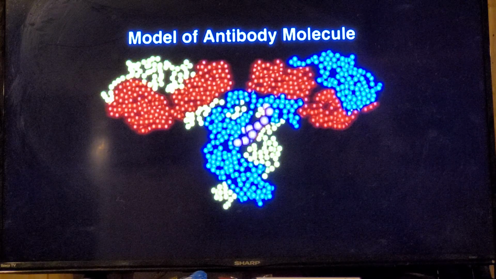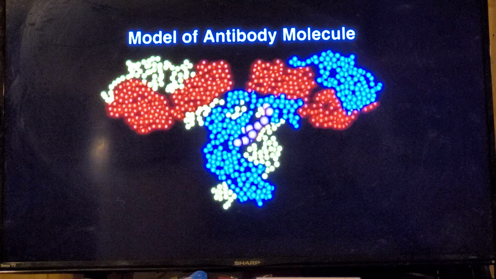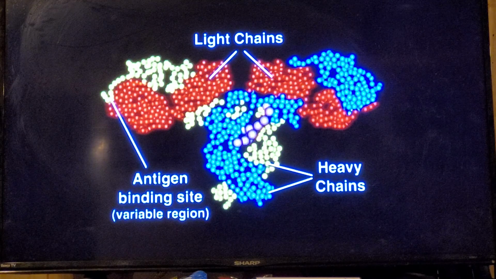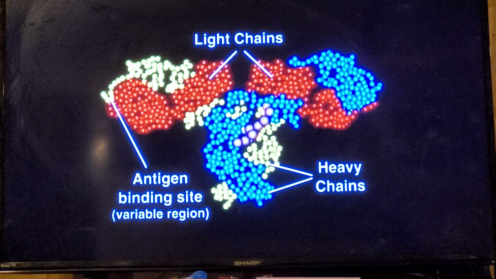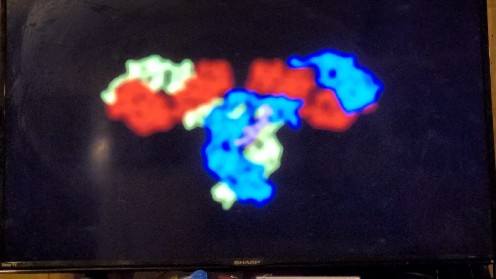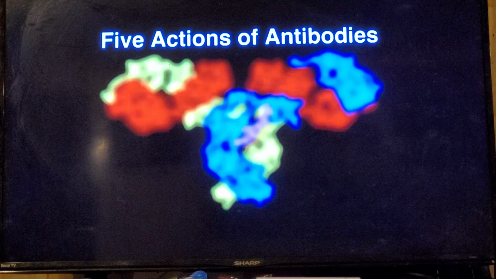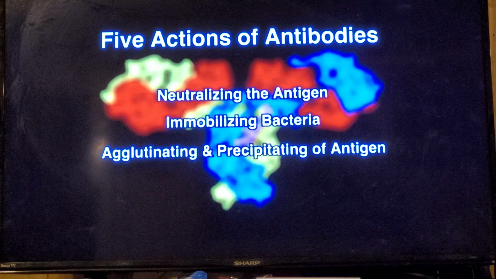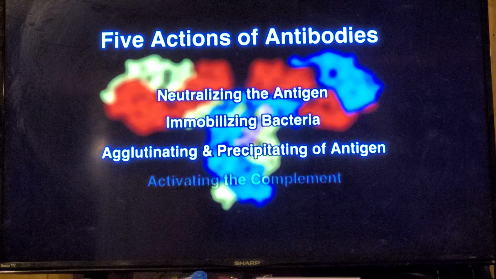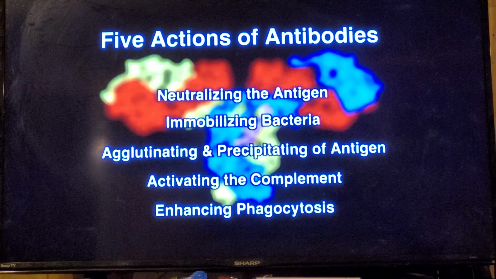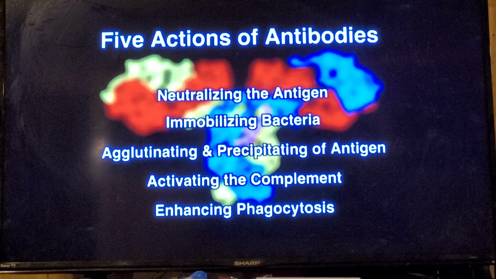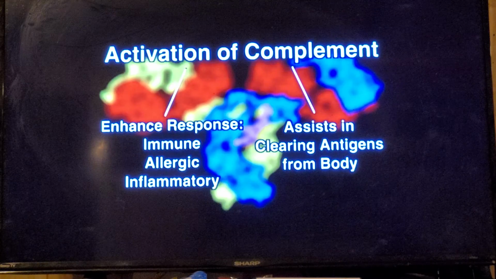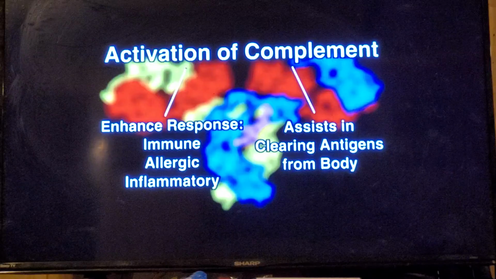The majority of antibodies feature 4 polypeptide chains. These are presented in 2 pairs, the heavy chains and the light chains. The tips of the chains are called the variable regions, or the antigen binding site. 5 actions of antibodies include neutralizing the antigen, immobilizing bacteria, agglutinating and precipitating of the antigen, activating the complement, and enhancing phagocytosis. Activation of complement proteins will enhance immune, allergic, and inflammatory responses and assist in clearing antigens from the body.